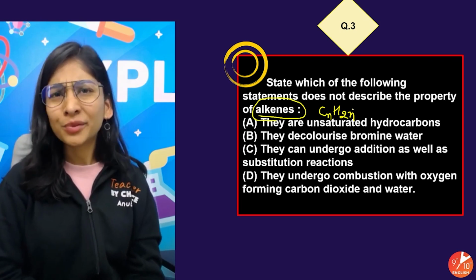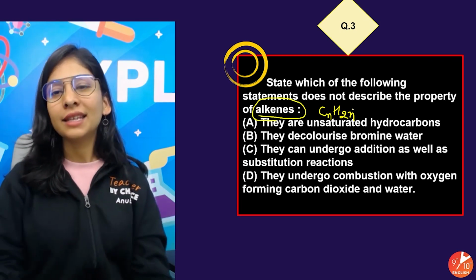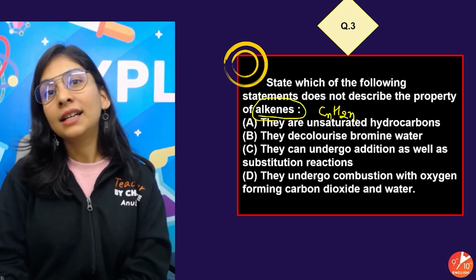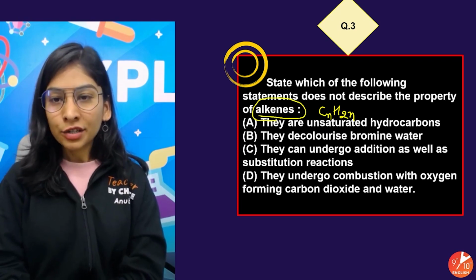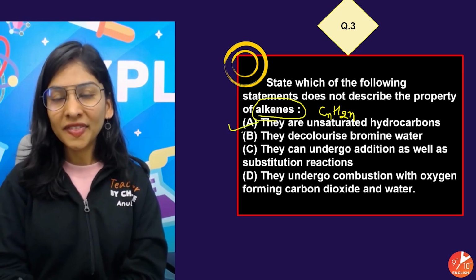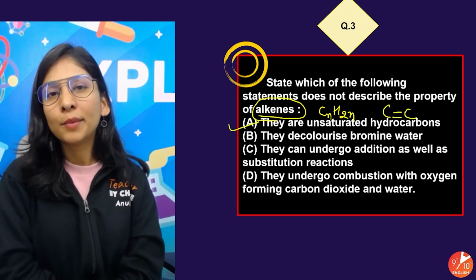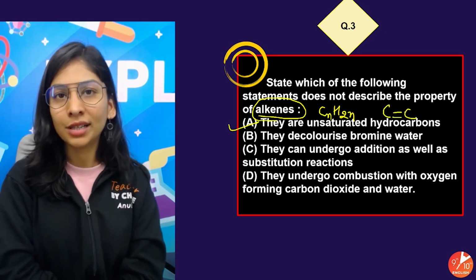know according to the reduced syllabus: alkanes, alkenes and alkynes. Alkane is CnH2n plus 2, alkene is CnH2n, alkyne is CnH2n minus 2. So they are unsaturated hydrocarbons. That's true because carbon and carbon is going to have a double bond. Double and triple bonds come under the category of unsaturated hydrocarbons.